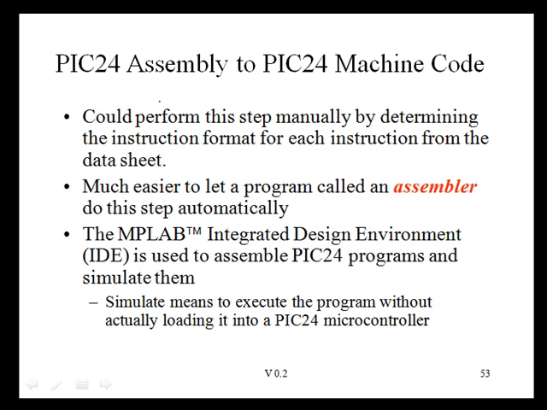Now that we've converted our C language program to PIC24 assembly language, the next step would be to take the PIC24 assembly language and convert it to PIC24 machine code. We could do this manually by determining the instruction format for each instruction by looking them up in the data sheet. This would be very tedious and time consuming, so instead what we're going to do in this class is use a program called an assembler to do this step for us automatically.